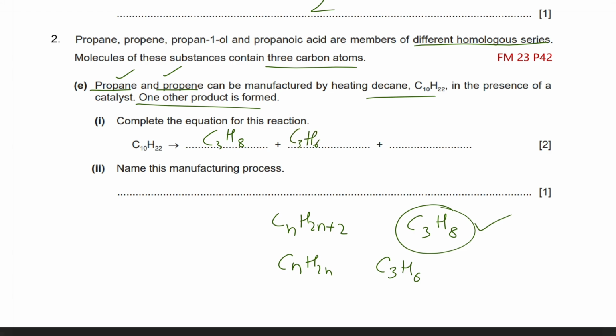Now see how many carbons you have on this side. You have 6 carbons, and how many are here? 10 carbons. So 4 carbons are missing. You just simply write 4 carbons. And then you have 8 plus 6, 14. So 14 hydrogens you have here. So 8 hydrogens are missing. So this is the answer. Now name this manufacturing process. This is called cracking.